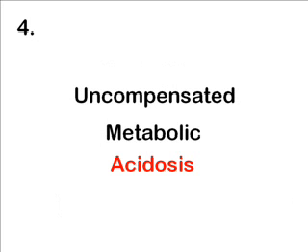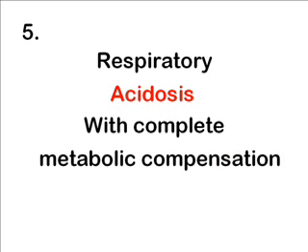Now it's time to see how you got on. The answer to question 4 is an uncompensated metabolic acidosis. Did you get it right? If you did, well done. If you didn't, look back at the question and try and figure out exactly where you went wrong. The answer to question 5 is a respiratory acidosis with complete metabolic compensation. If you got this right, very well done. If you didn't, I'll explain the answer to you.